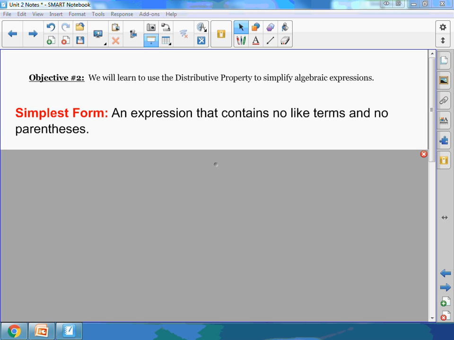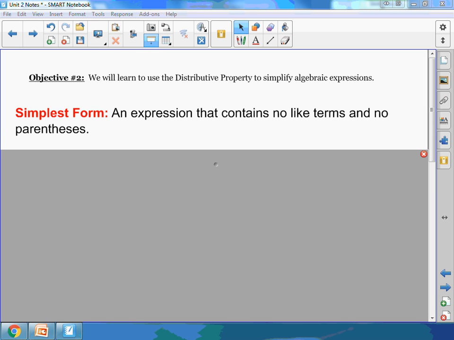So in order for an object or an expression to be in simplest form, it cannot have any like terms, and it can't have any parentheses. By parentheses, we're not talking about the parentheses that just separate a negative sign from an addition or subtraction, something along those lines. I'm talking about parentheses that involve operations within them. And we'll explore that a little bit.